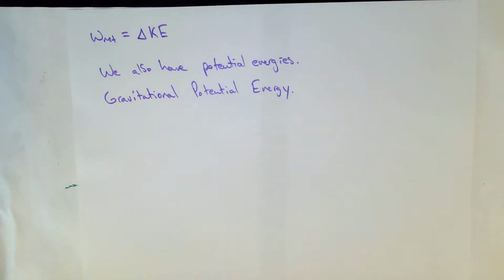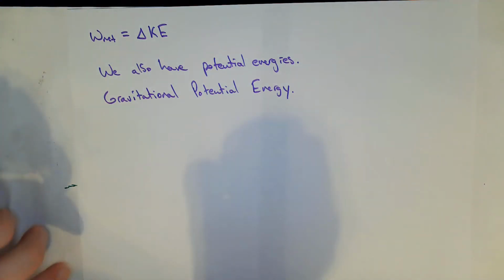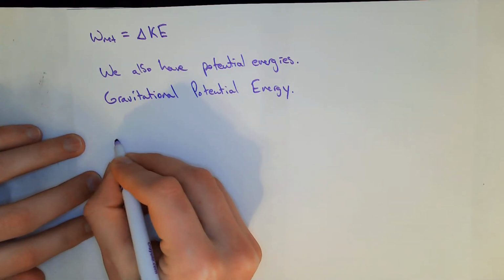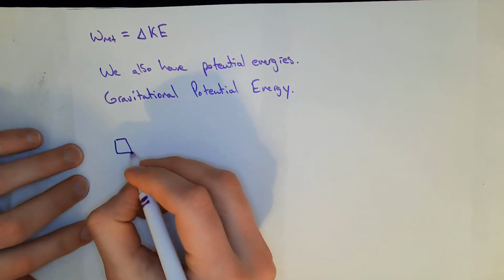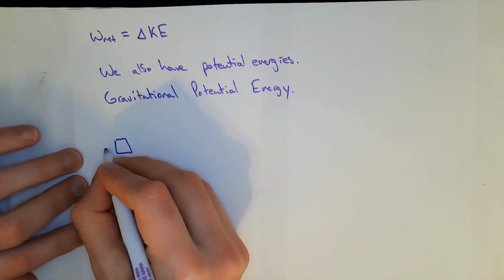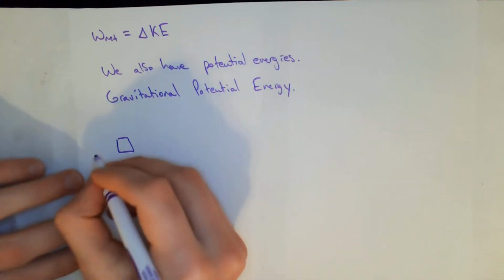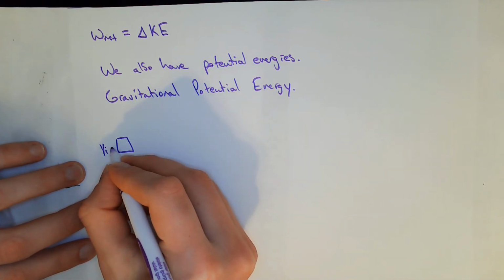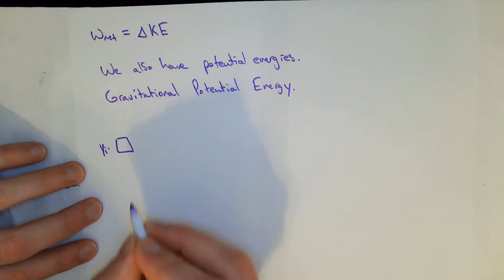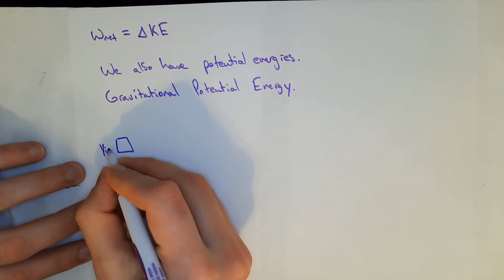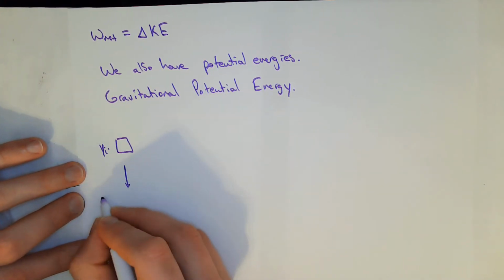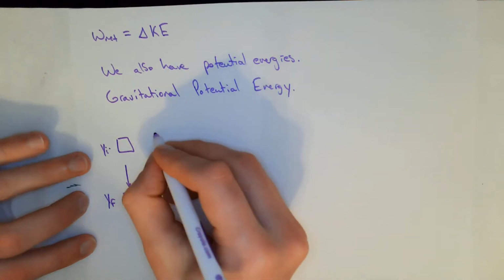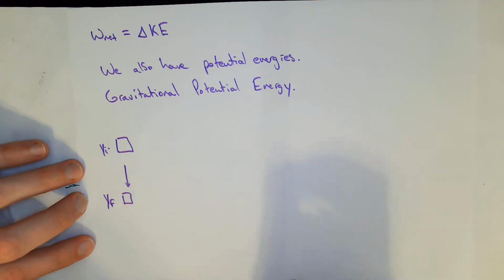So how can we measure this gravitational potential energy? Well, if I take an object that is at some height, some initial y, so y initial, and it's going to fall to y final. Let's look at the work done from here to here.